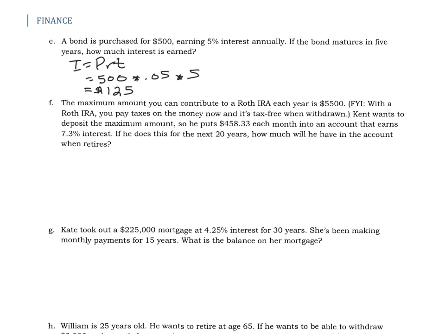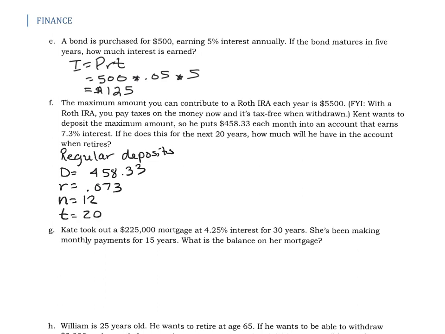So he is making regular deposits every single month. And so in that case, it sounds like a savings annuity. So how much is he depositing? $458.33 with the interest rate of 7 3/10%. He's making that deposit monthly for 20 years.